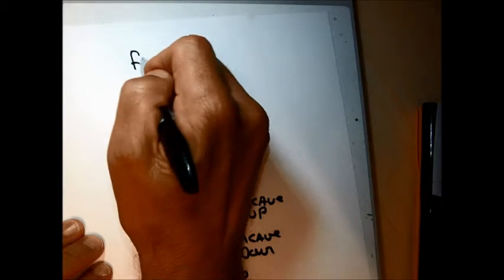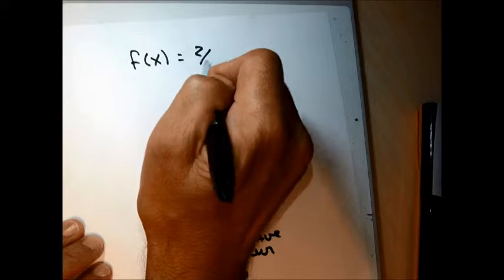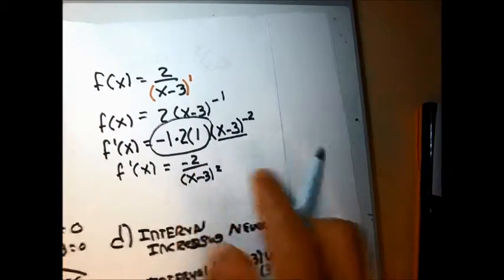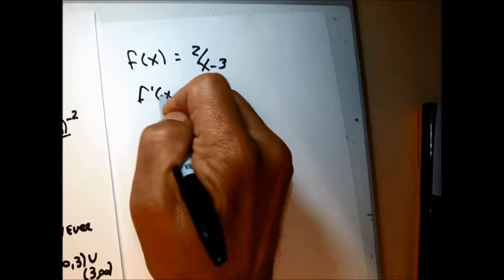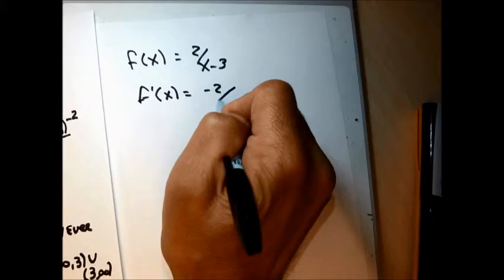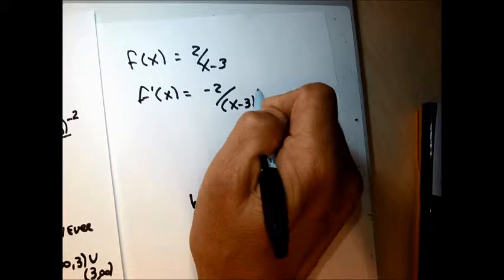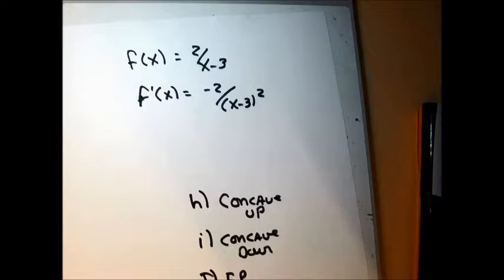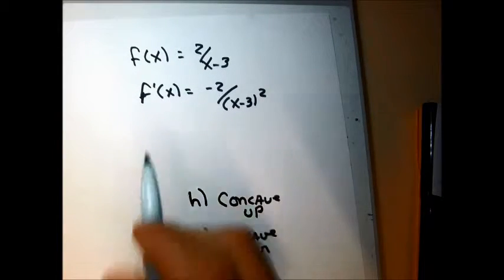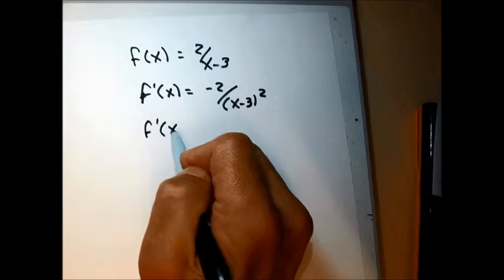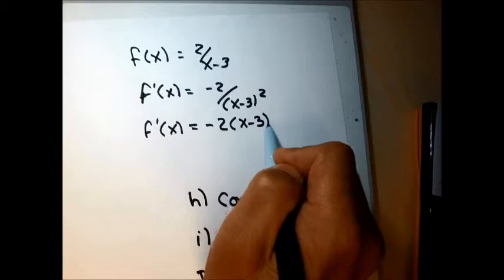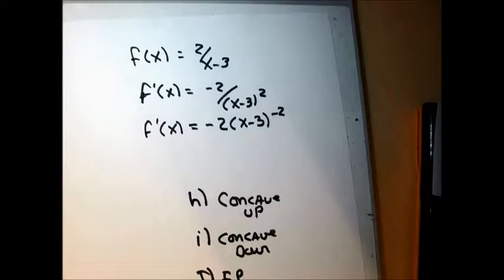The original function is f of x is 2 over x minus 3. The derivative of the original function is negative 2 over x minus 3 squared. I want to do the second derivative for concavity, and because it's a fraction and there isn't an x in the numerator, I'm going to rewrite the problem so I don't need to use the quotient rule. I'm going to rewrite it as negative 2 times x minus 3 to the negative 2 power.